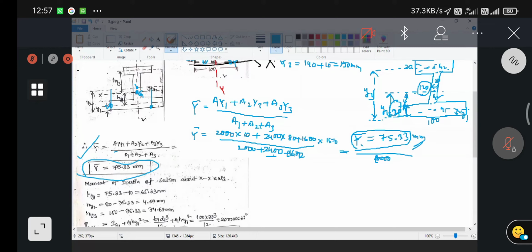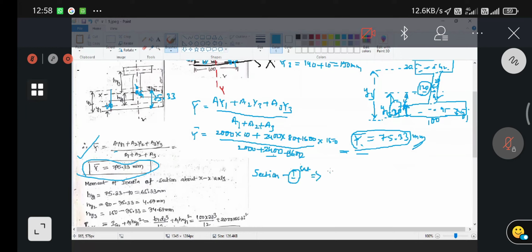Why? Because from here to here, it should be 75.33. So after finding out the centroidal value, from this one we have to find the moment of inertia about the central axis of the I section. Now, starting with the section of I, let's go for finding the moment of inertia.